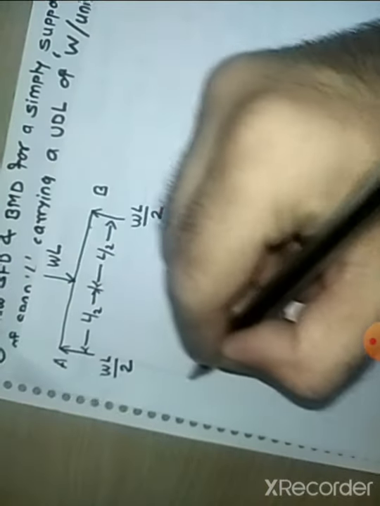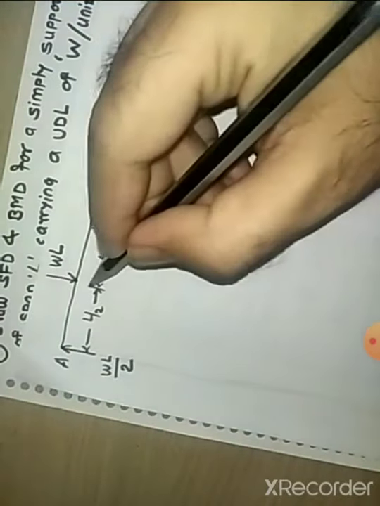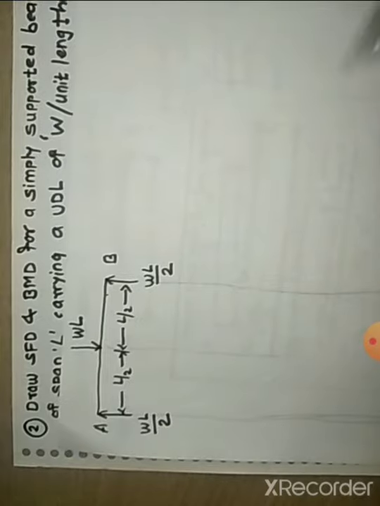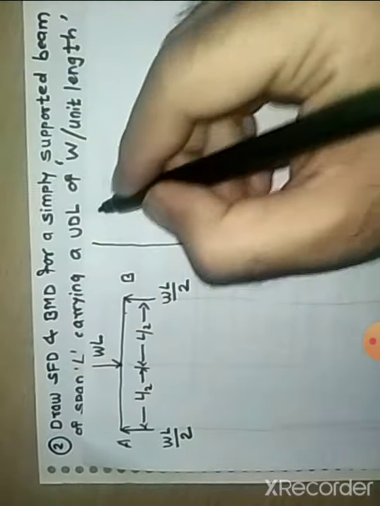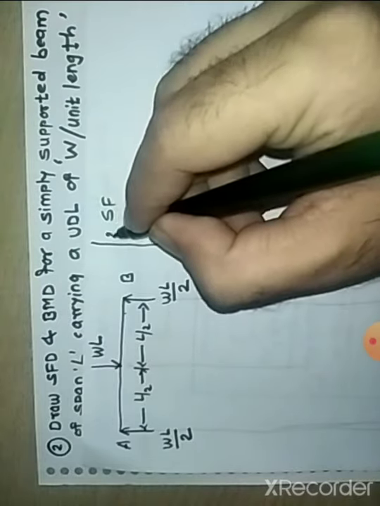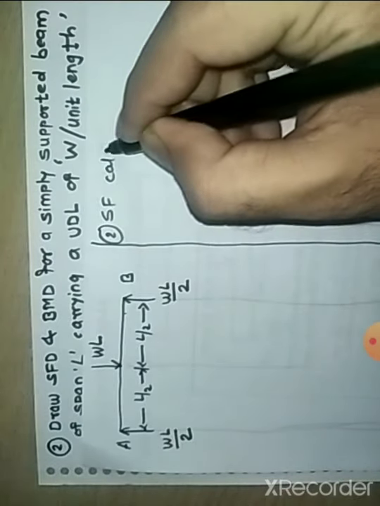Now we can take projections. हे चित्र नहीं येणार. Only 2 projections will be there. SF calculations. Second step is SF calculations.